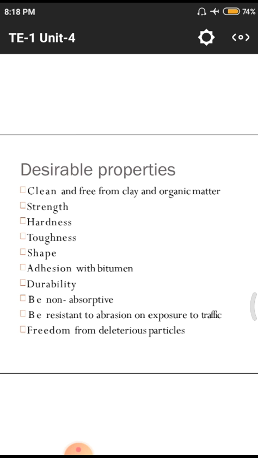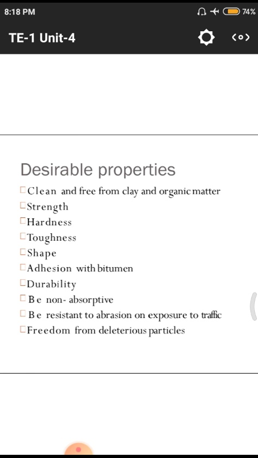road. Next one, toughness. This toughness is one index quantity. Normally it is measured in terms of a toughness factor, so each aggregate has to possess some toughness factor. Next one is shape and size.